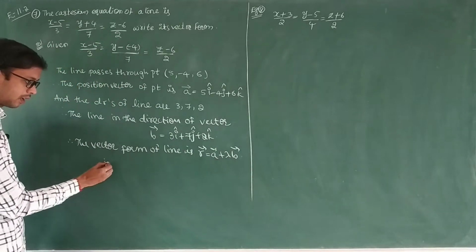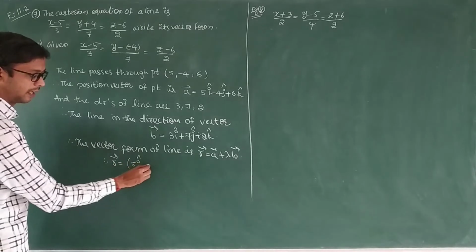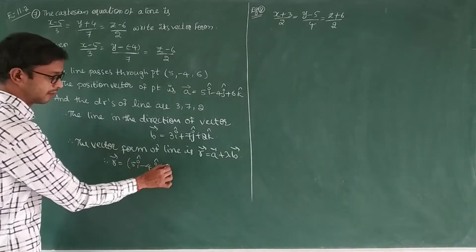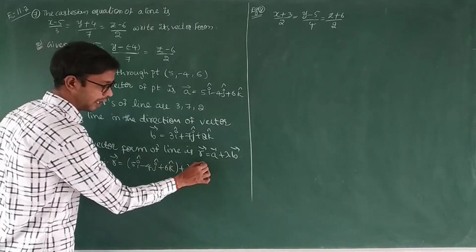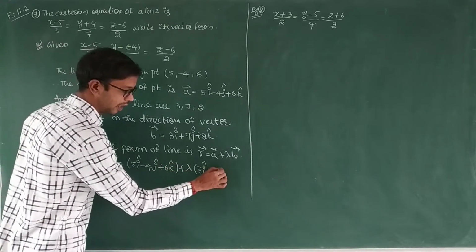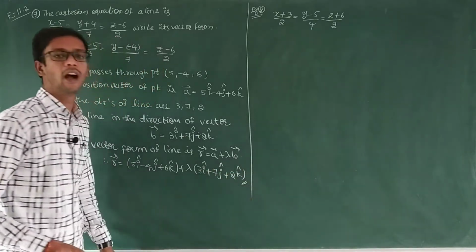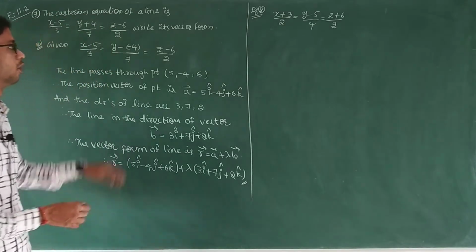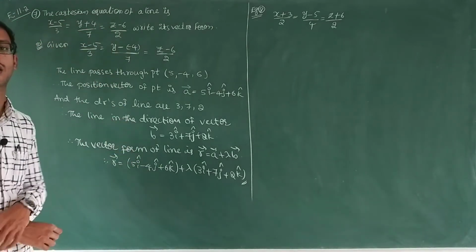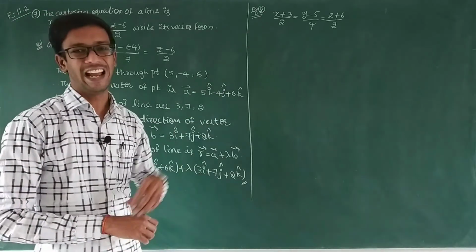Therefore, r bar = a bar, that is 5 i cap - 4 j cap + 6 k cap, plus lambda into 3 i cap + 7 j cap + 2 k cap is the required line in vector form. If you know the Cartesian form, we can convert into vector form. So next one, a similar example problem.